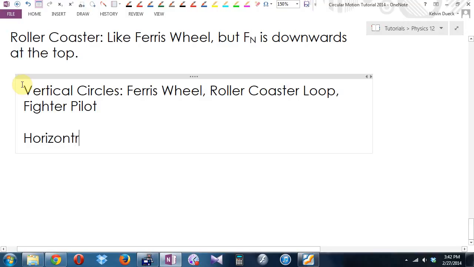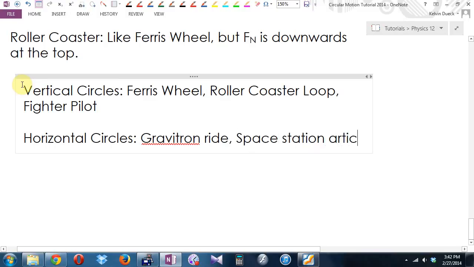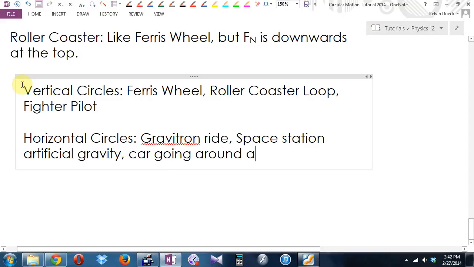Horizontal circles: the gravitron ride, the space station artificial gravity, and definitely car going around a circular corner.